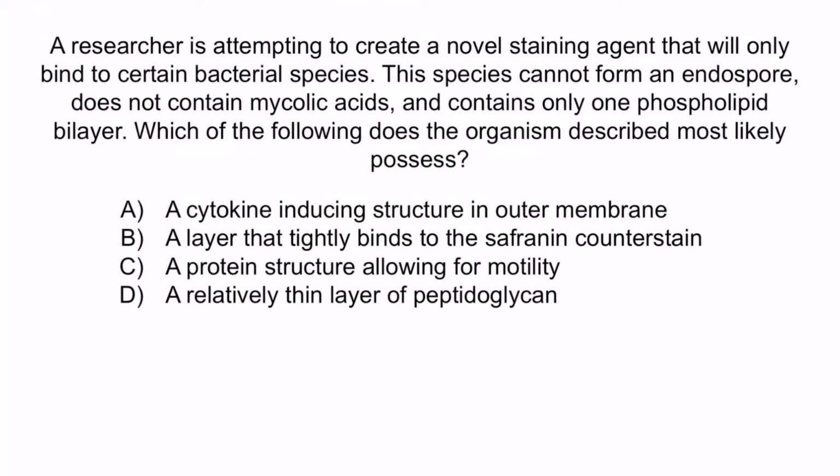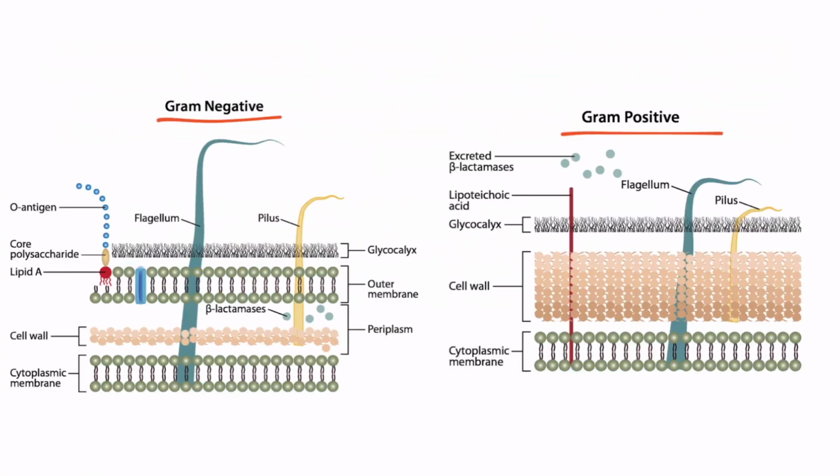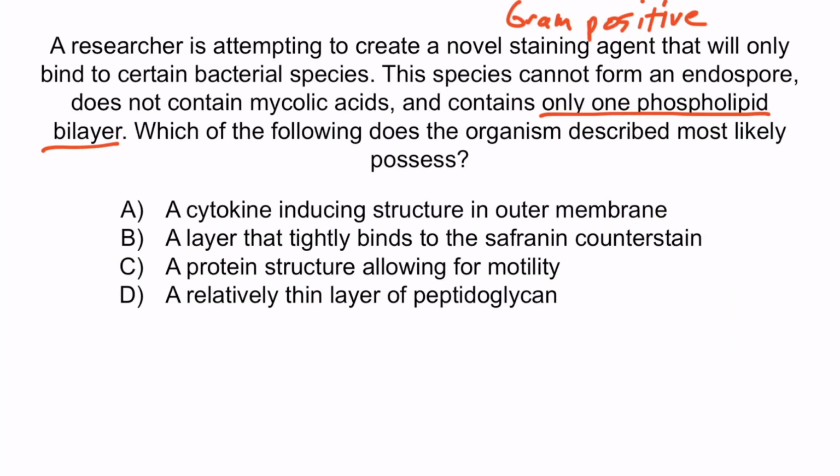Hopefully from the question stem you notice that this species is a gram-positive bacteria. We know this because it has only one phospholipid bilayer. Going back to our gram-negative and gram-positive images, we see that gram-negative bacteria have two phospholipid bilayers, the outer membrane and that cytoplasmic membrane. But when you look at the gram-positive image, you can see that it doesn't have that outer membrane. And there's one detail that's not super useful, and it's that it cannot form an endospore. This doesn't tell us what exactly this organism is. The value of this statement is just to tell us that it's not a Clostridium or a Bacillus species.